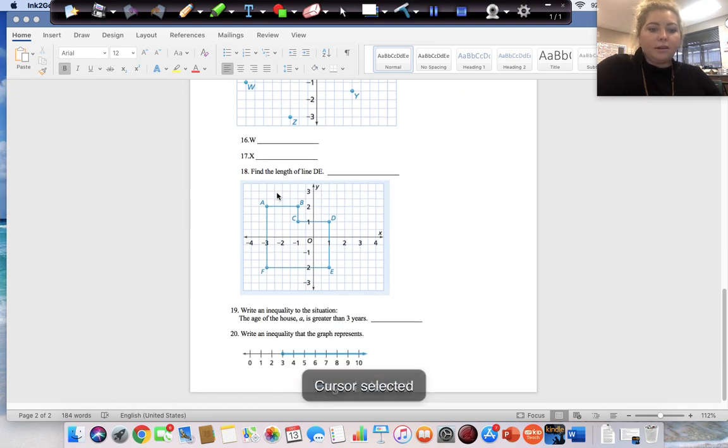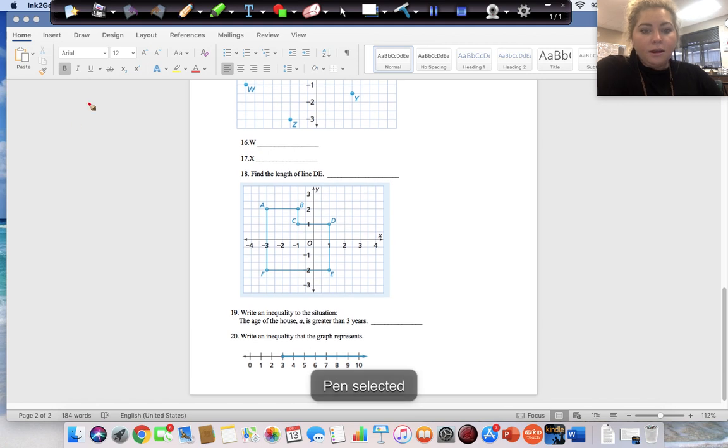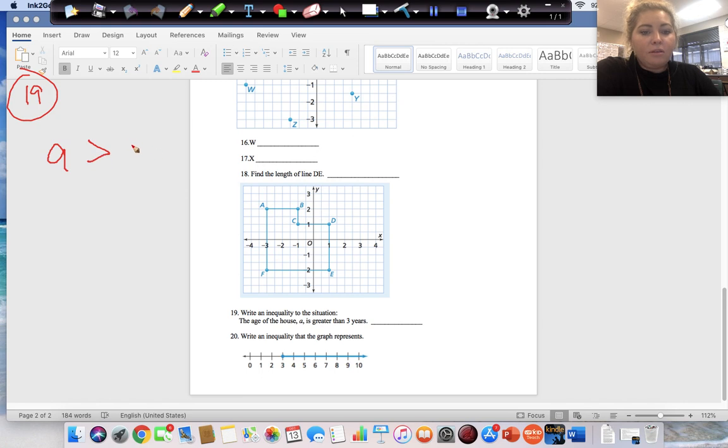Okay, and our last two problems. Number 19 says, write an inequality to the situation. The age of the house, A, is greater than 3 years. We need our greater than sign, and then the 3 years is just a positive 3. So A is greater than positive 3.